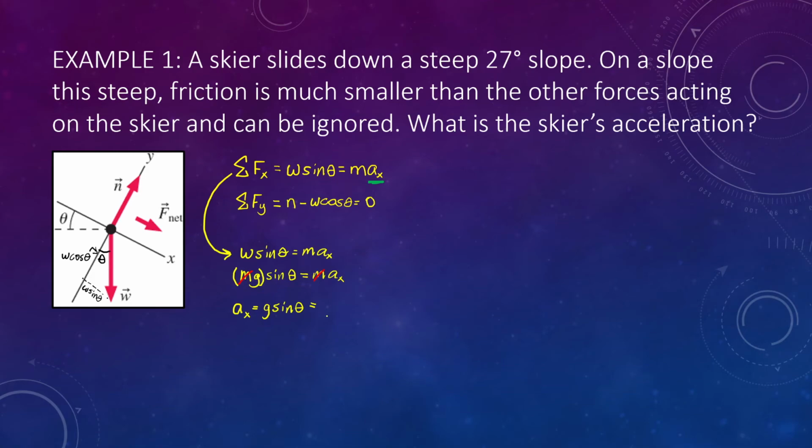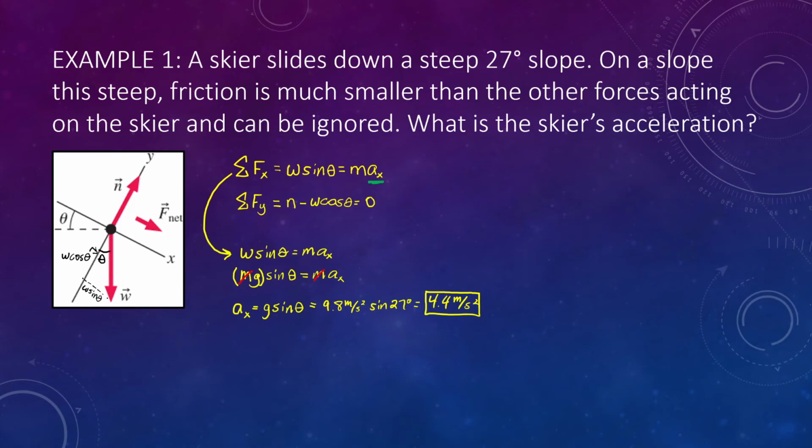Anyway, let's conclude. Let's solve this problem. We know g is 9.8 meters per second squared. And we know sine of theta, where theta is 27 degrees. Plugging all this in, we will find the skier's acceleration to be 4.4 meters per second squared. And there you have it. So again, just be careful of these tricks now that we know the equation for weight. Plug in mg. We don't have to worry about the mass in this problem then, and it makes things easy for us.